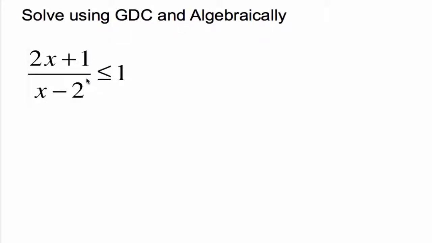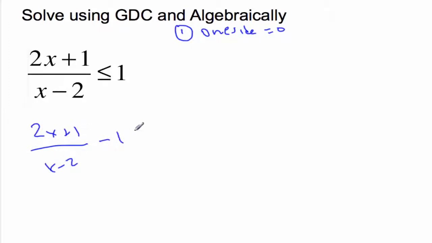Okay, so we are going to solve this rational inequality. And we're going to do it graphically, and we'll show you afterwards with the GDC. So the first thing I'm going to do, the approach I'm going to take, is set one side of the equation equal to 0. So step 1, make one side equal 0. And so I get (2x plus 1) over (x minus 2) minus 1 is less than or equal to 0.